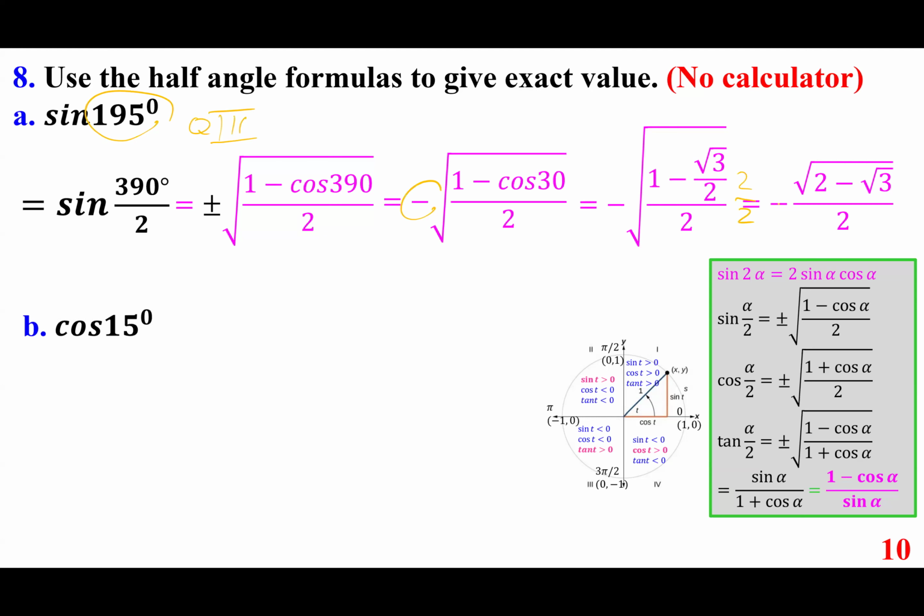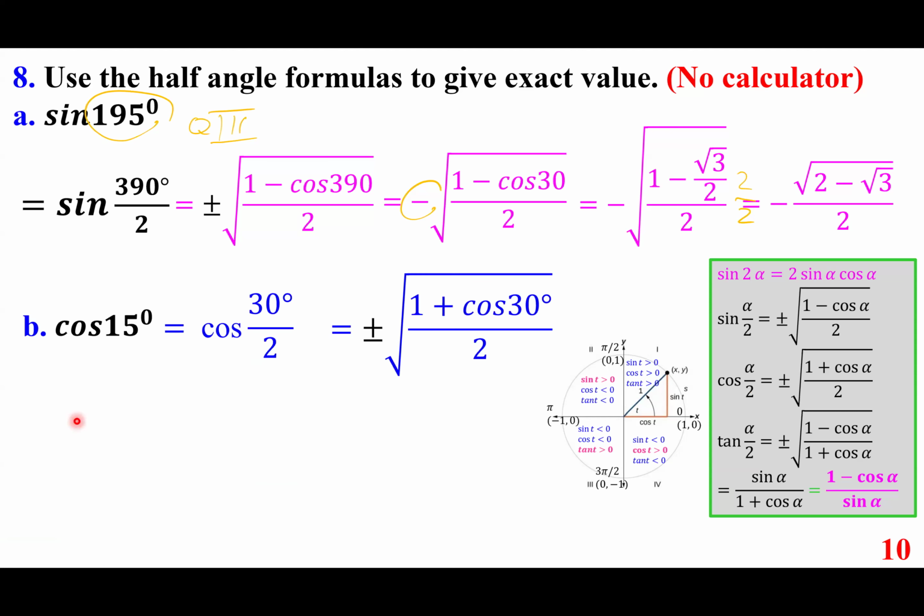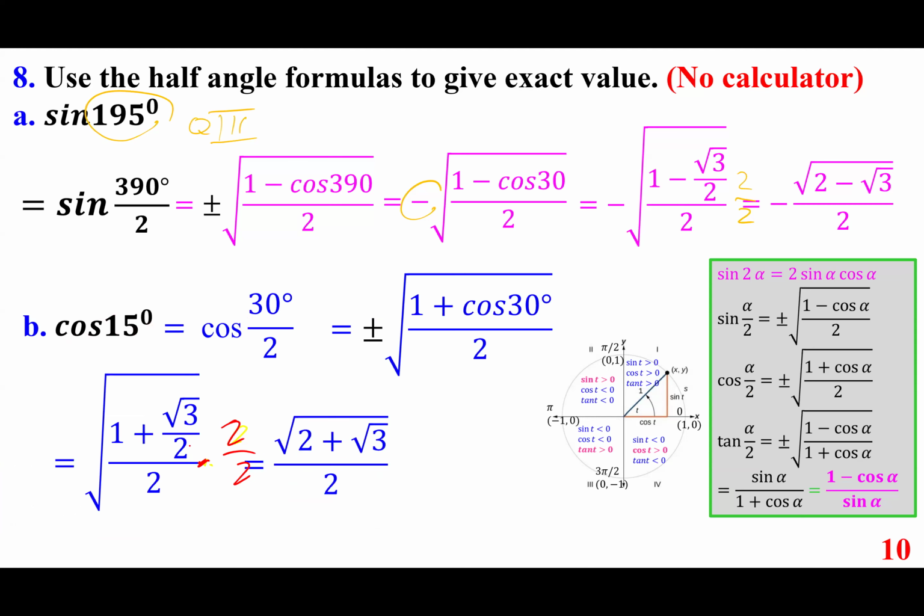Cosine of 15 degrees is 30 over 2. And we're going to use the cosine formula for that. By the way, plus minus, but this 15 degrees is in the first quadrant, so we use the plus only. And again, we multiply the top and the bottom by 2. And there you have it. You can try cosine of 15 is cosine of 45 minus 30.